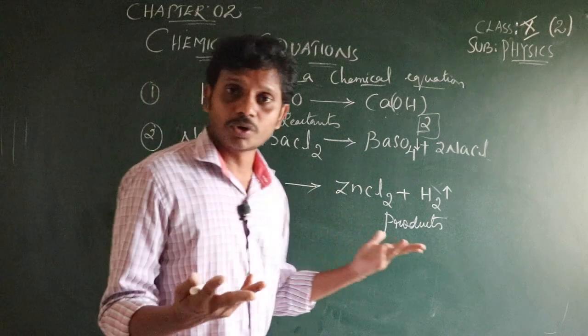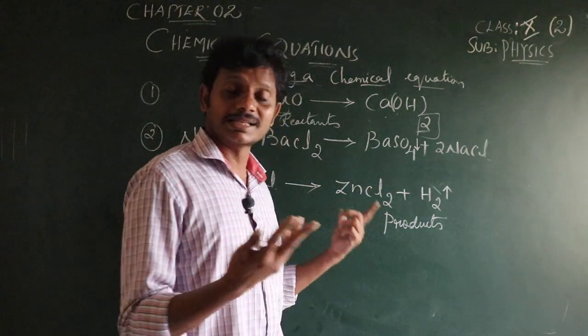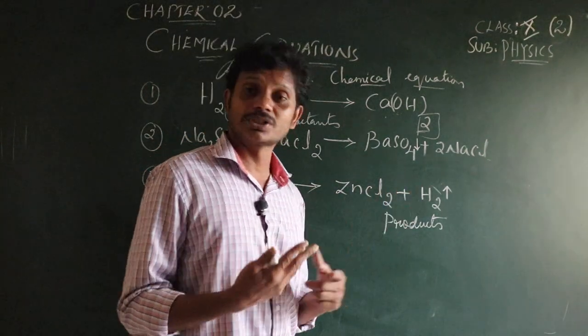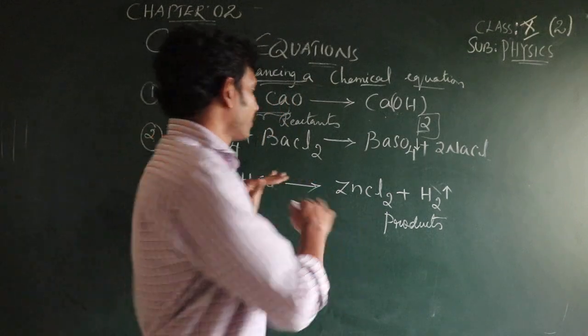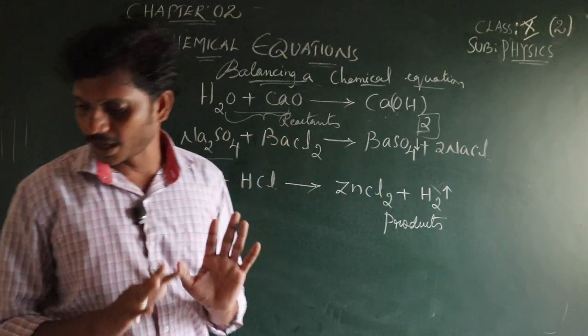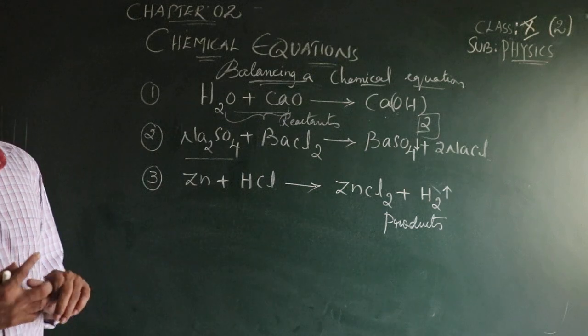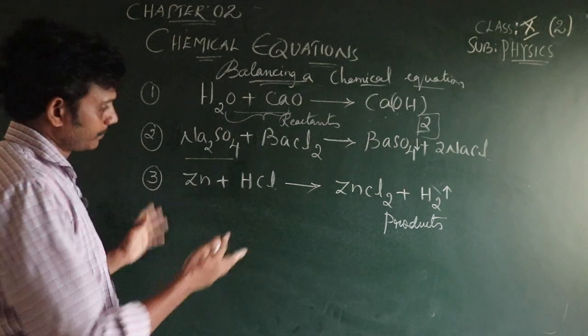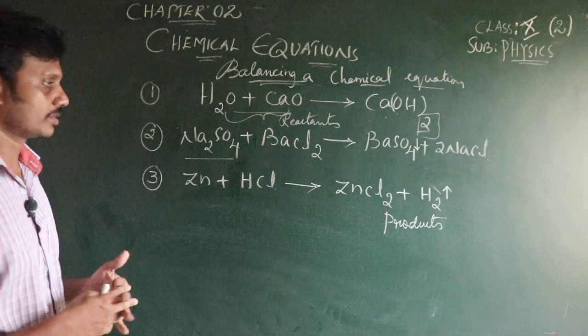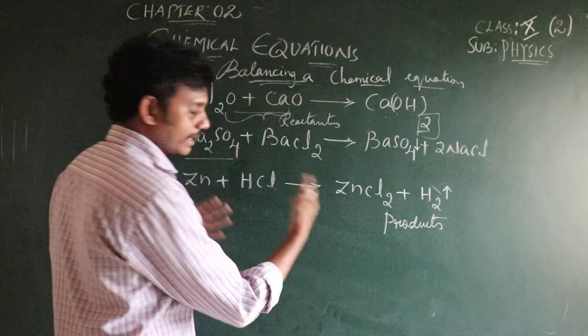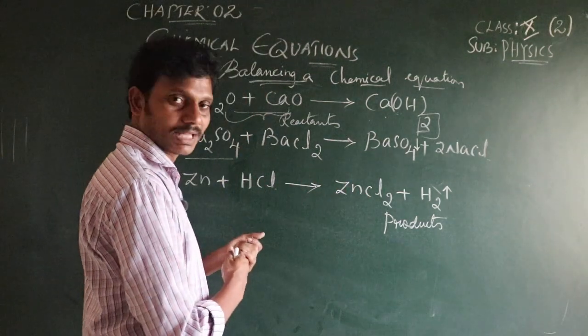So what does it produce? It produces zinc chloride, ZnCl2. Along with this, hydrogen gas is also released. So first we should write like this. After writing, the second step is that we need to add the numbers. If any numbers need to be increased or decreased, we need to go for that.